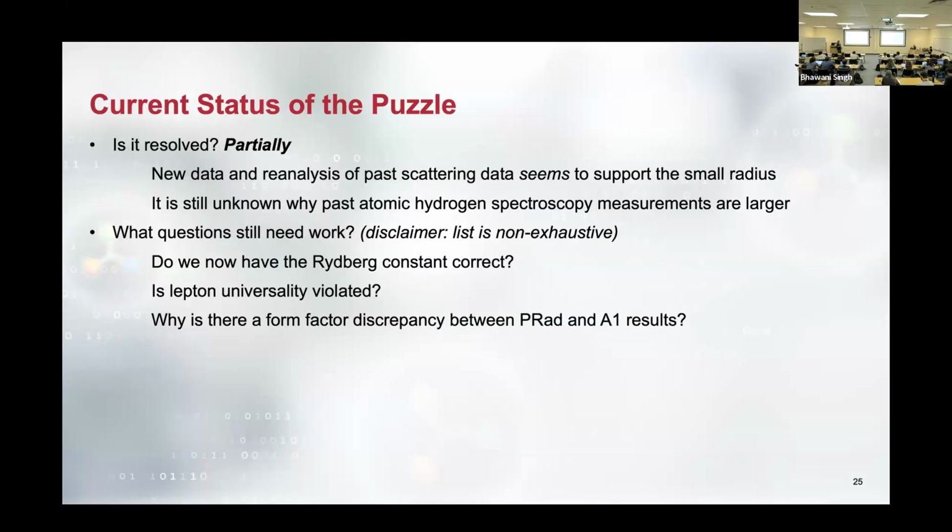And what don't we know? Is the Rydberg constant correct? We've updated it. There's some hypotheses that maybe it's still a little bit off. I don't think that is as strong of a thought as it used to be, but it is something that I periodically will see pop up in the literature. There's questions about lepton universality. These two, we can't really do anything about with PRAD. We're not doing spectroscopy, so we're not sensitive to the Rydberg constant. We've got one species of lepton. We can't test universality, but there is a form factor discrepancy between PRAD and A1.